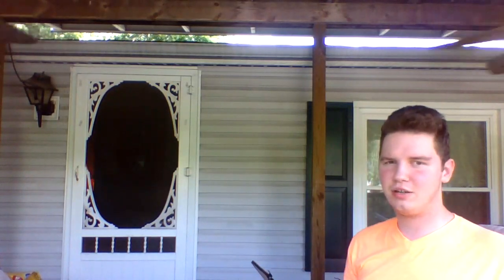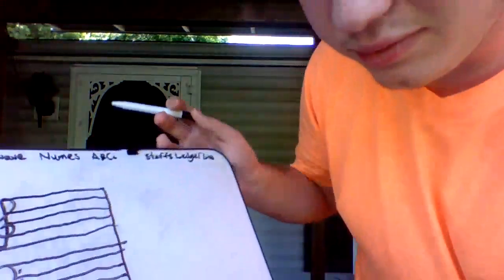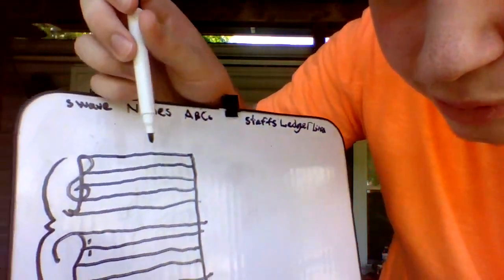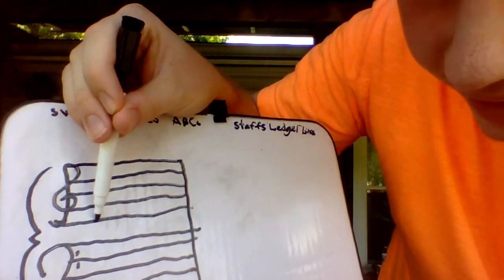Okay, so for the treble clef, the notes, we're going to label them. This bottom line here, this bottom line on the treble clef staff is E.